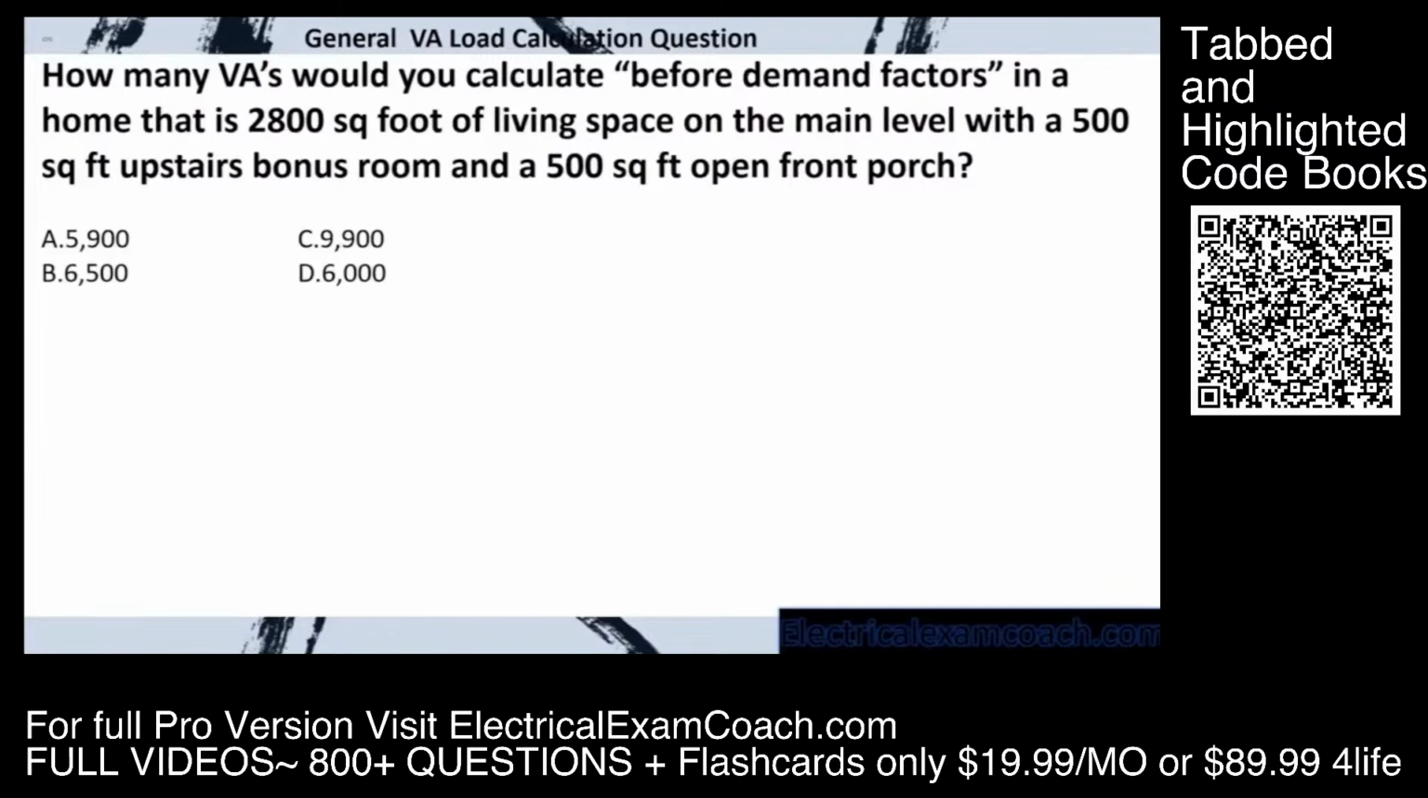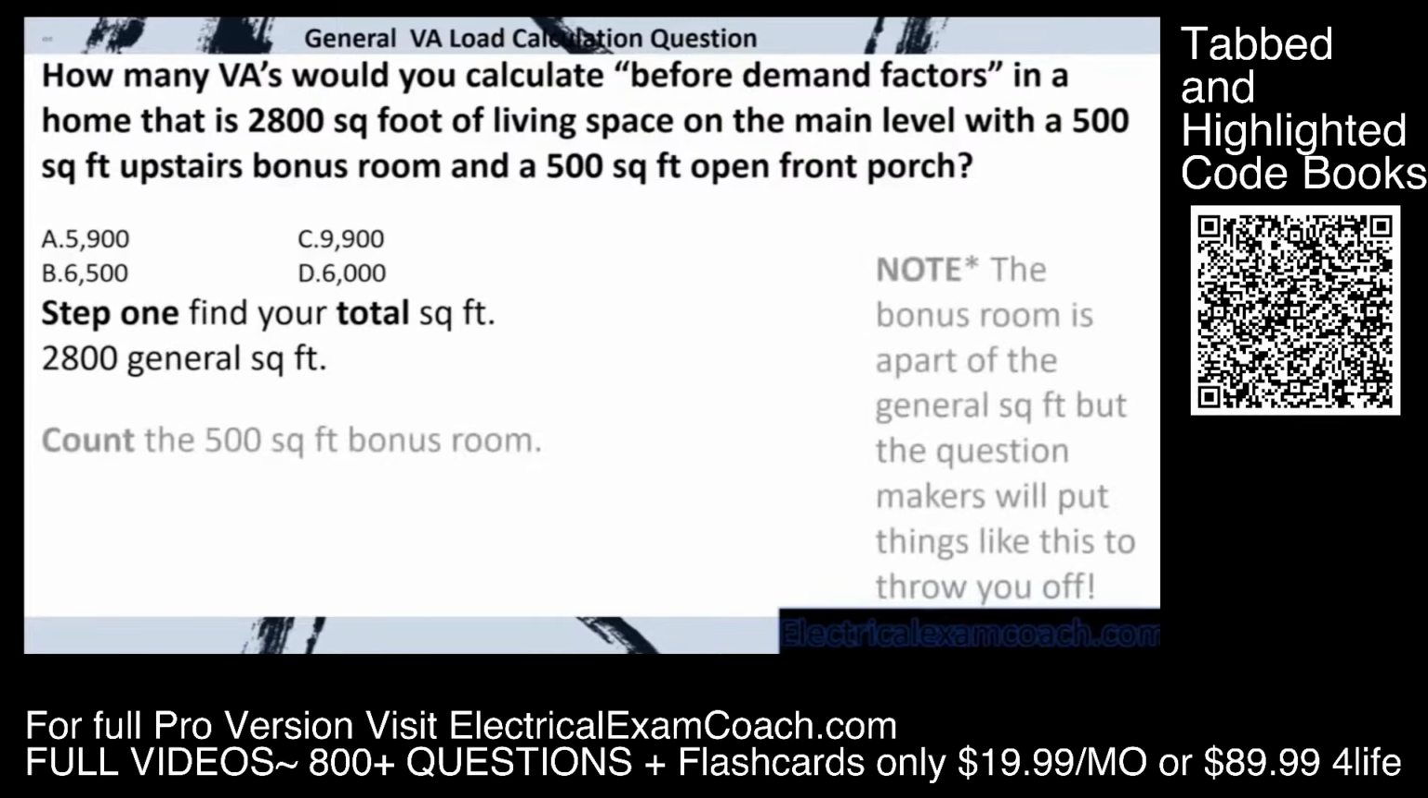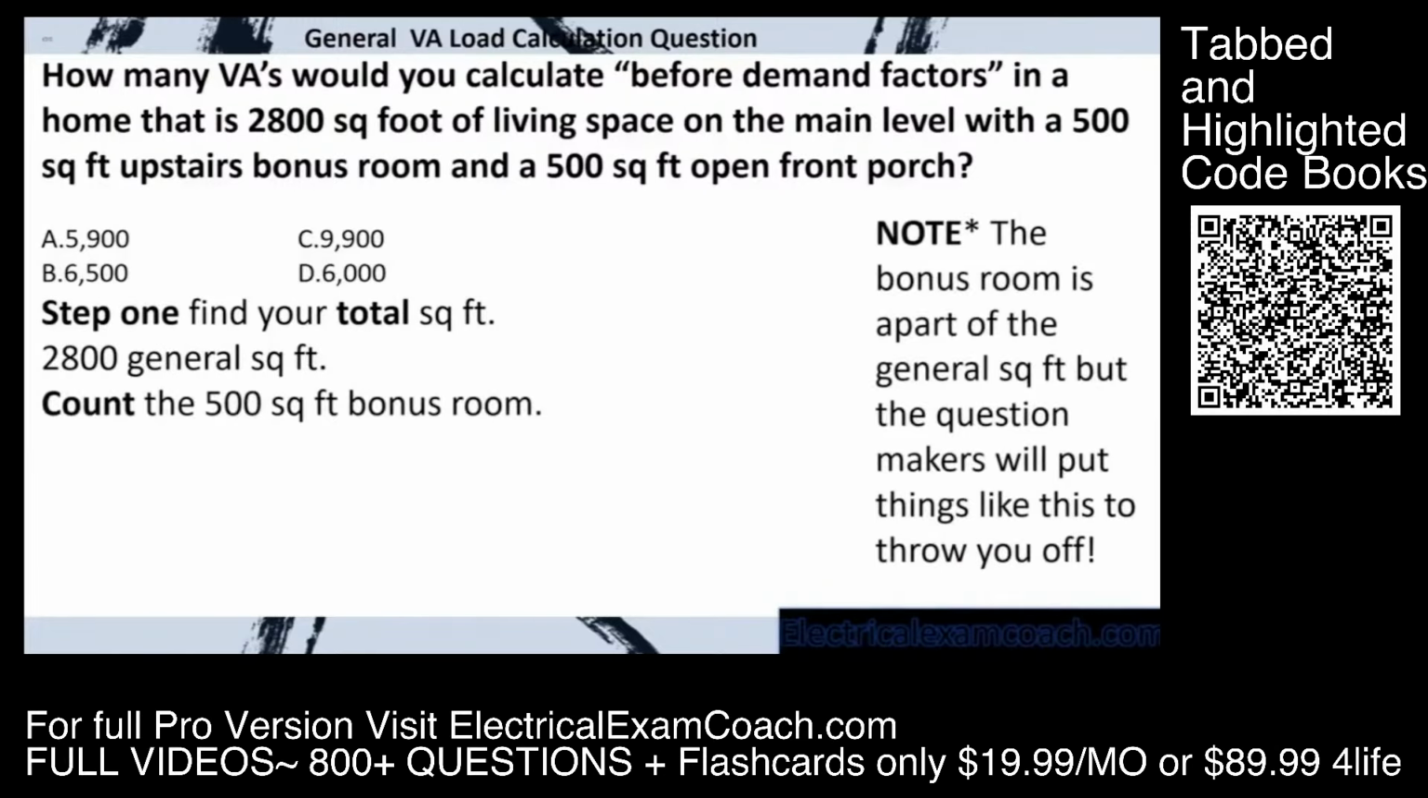Great job. How many VAs would you calculate before demand factors in a home that is 2,800 square foot of living space on the main level with a 500 square foot upstairs bonus room and 500 square feet of open front porch? First thing we're going to do is total our square feet. Of course, we're going to count the 2,800 of general, but what about this bonus room business? Yes, we will count the 500 square foot of bonus room.